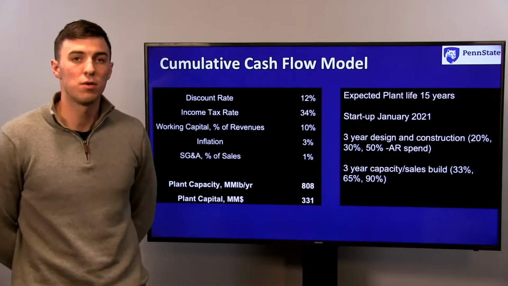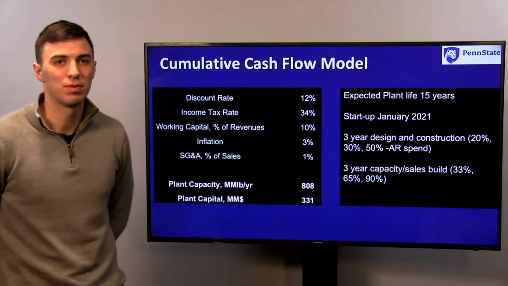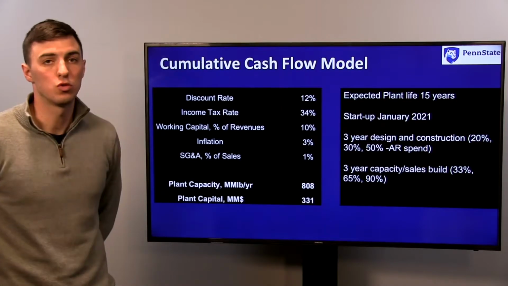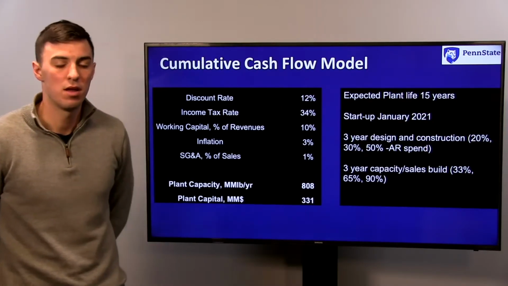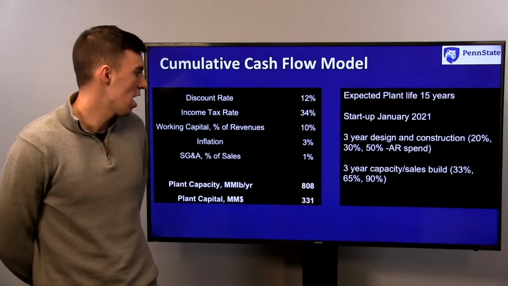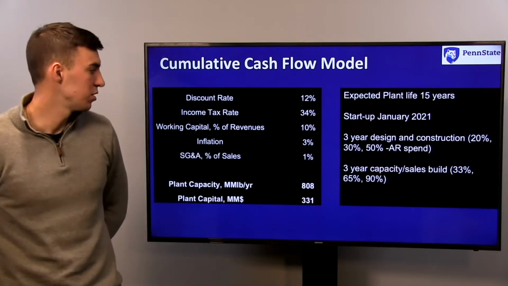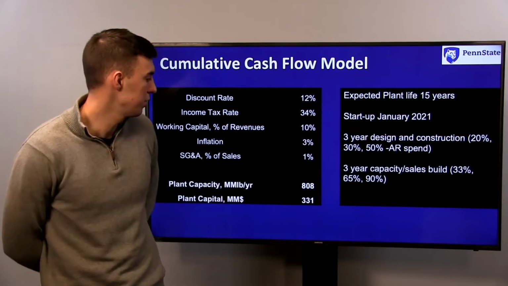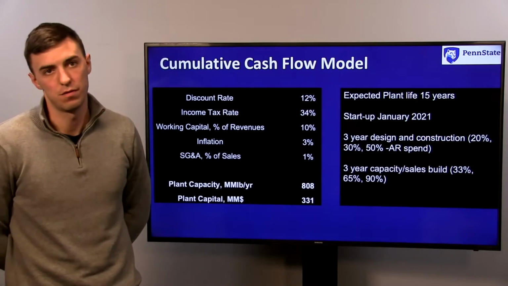Now we are starting this plant in January 2021, with an expected plant life cycle of 15 years. So from 2021 to 2024, we are going to be designing and constructing the plant. For construction, 20%, 30%, and 50% will be the augmented reality spend. And for the capacity and sales build, they'll be at 33%, 65%, and 90% for the first 3 years.